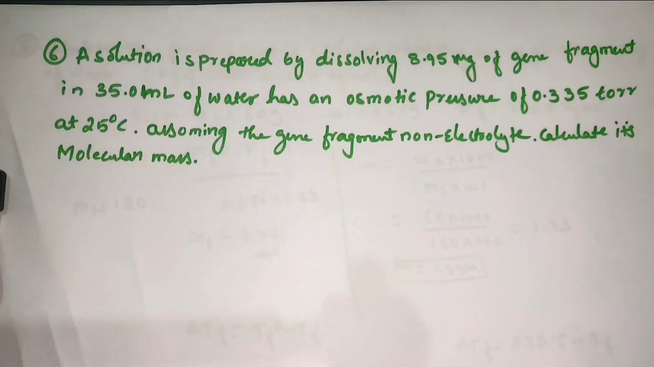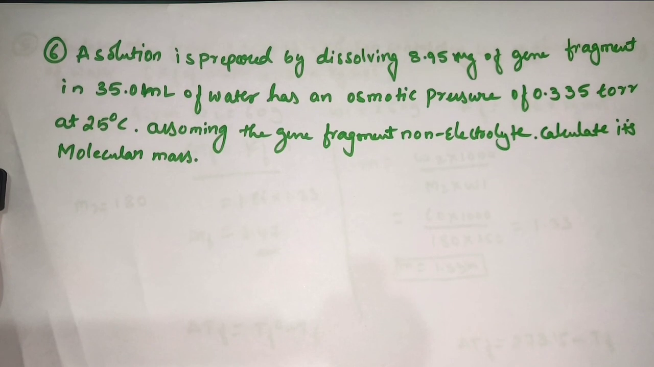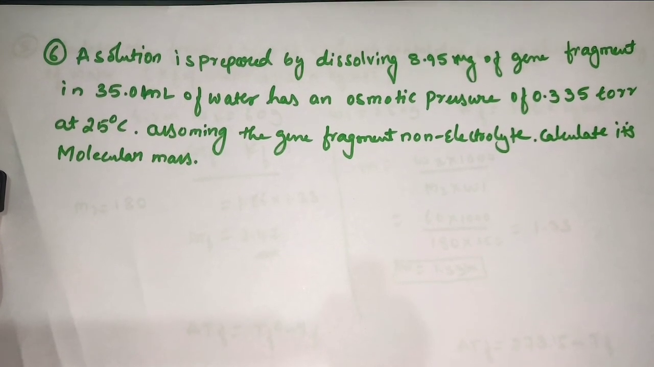Sixth problem is, a solution is prepared by dissolving 8.95 mg of gene fragment in 35 ml of water, has an osmotic pressure of 0.335 torr at 25 degrees Celsius. Assuming the gene fragment is a non-electrolyte, calculate its molecular mass. We need to find out the molecular mass. So here, what are the given values? First you just write them down.